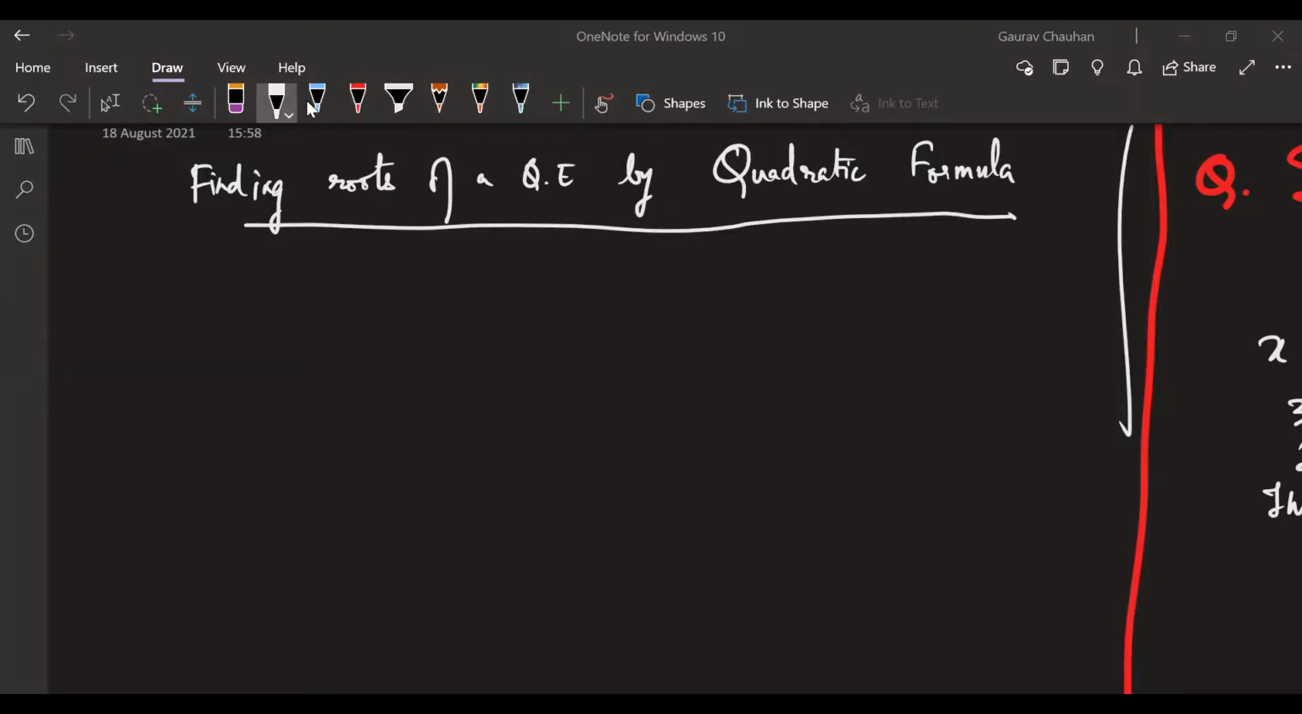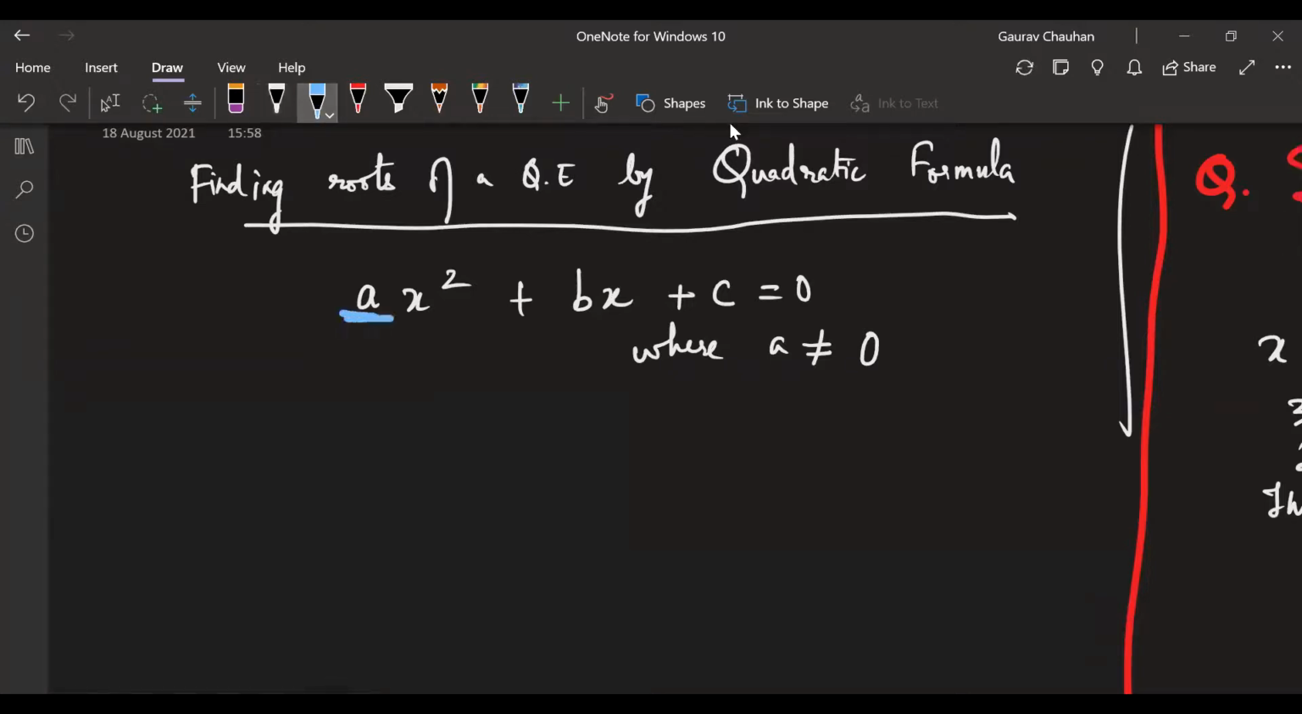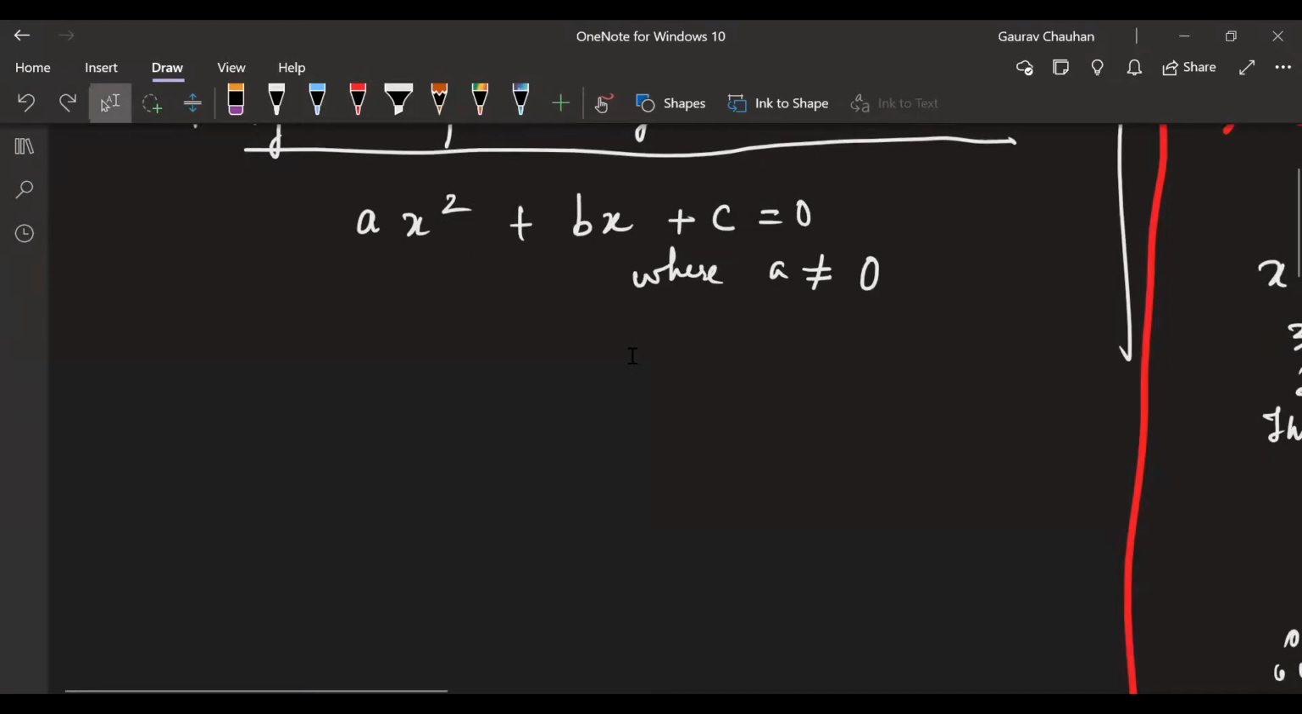So ax square plus bx plus c is equal to 0, where a is not equal to 0. This is the standard form of a quadratic equation. Now, using these coefficients a, b, and c only, we are going to write a formula of the roots.